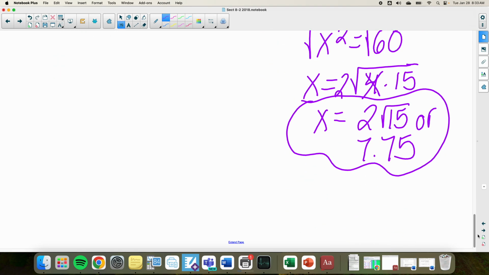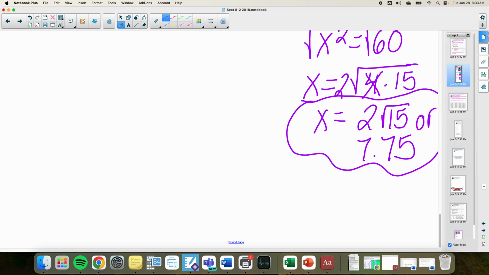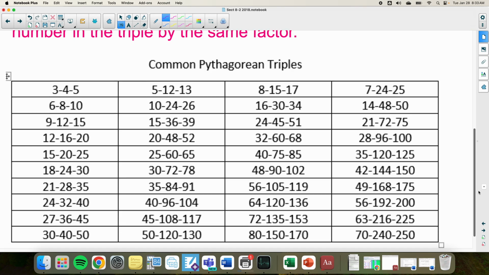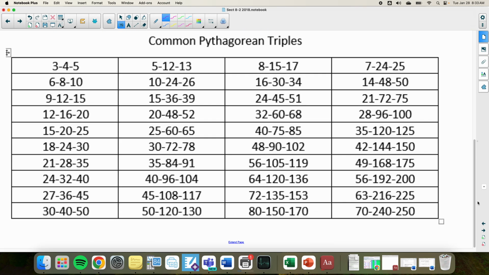Okay. All right. Now if we go to this page. So there are certain right triangles that are made up of whole numbers, okay? All three sides are whole numbers. When that happens, those three sides are called a Pythagorean triple.